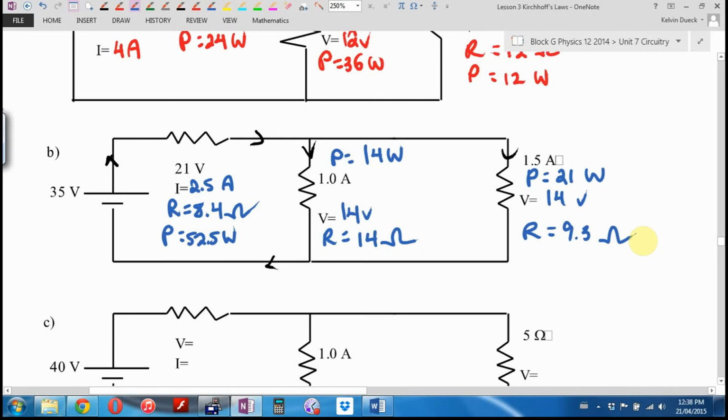Hey, what's the brightest bulb? My mom says I'm the brightest bulb. No, what's the brightest bulb here? I think the 21-volt resistor. Right, 52.5 watts.